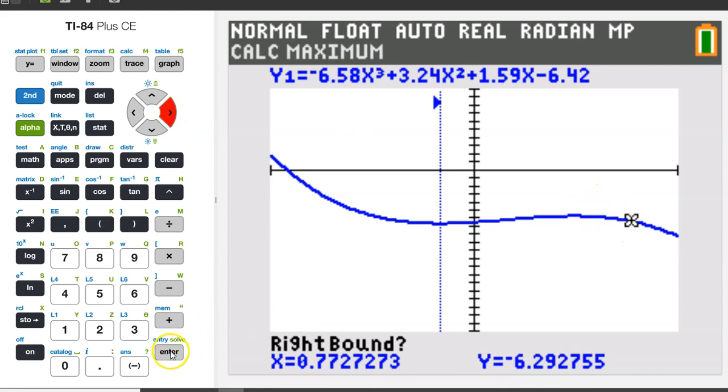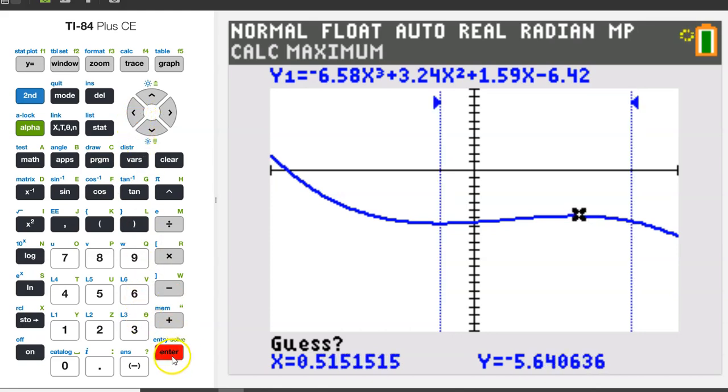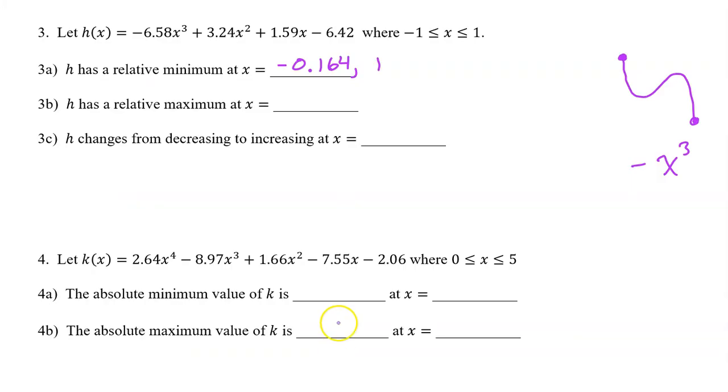Okay, I think I passed it. And then for the guess, I'm going to move over to about where I think it is and hit enter. Okay, 0.492. Okay, I'm going to leave a little space here, 0.492, because we also have a relative max at this endpoint, which we know to be at negative 1. So negative 1 and 0.492.